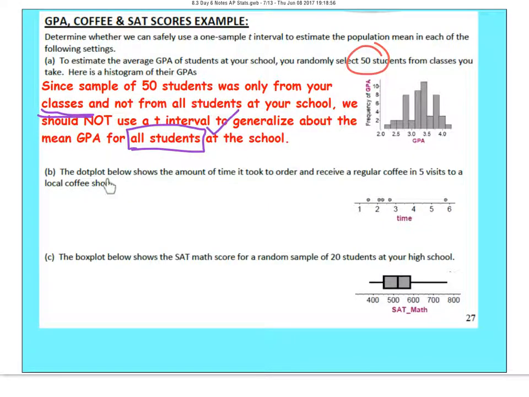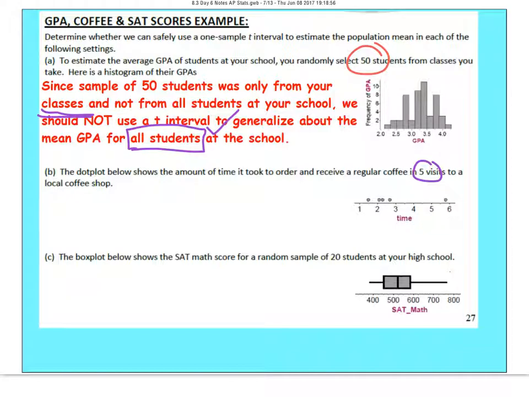Part B. The dot plot below shows the amount of time it took to order and receive a regular coffee in 5 visits to a local coffee shop. Sample size is 5, so that's really low. We definitely need to graph it out. If it's less than 30, you have to graph it out. We're looking for any skewness or obvious outliers.